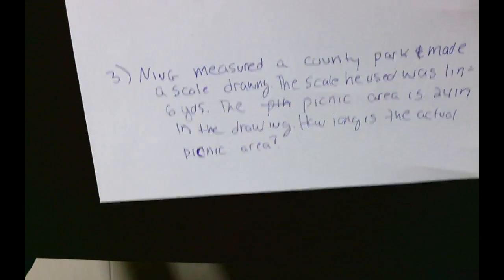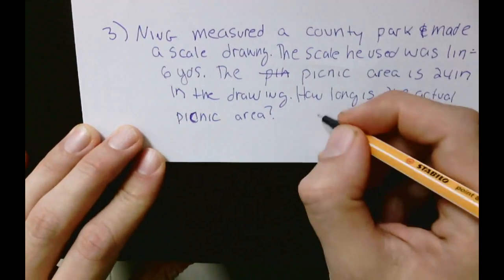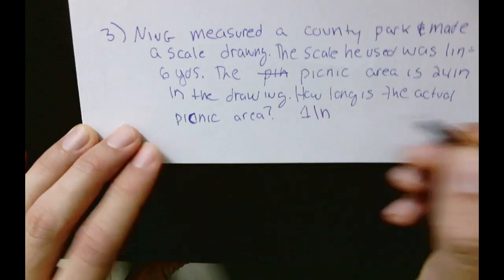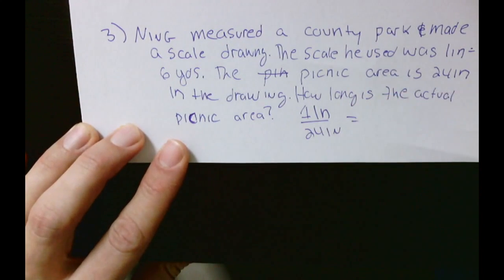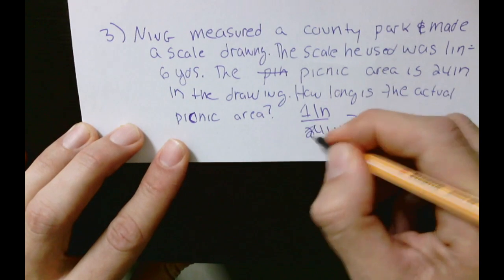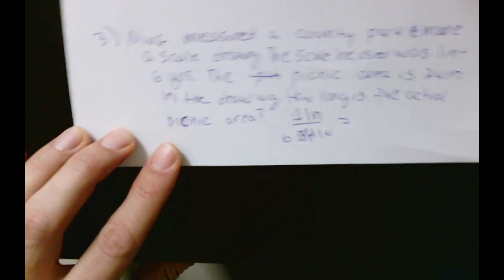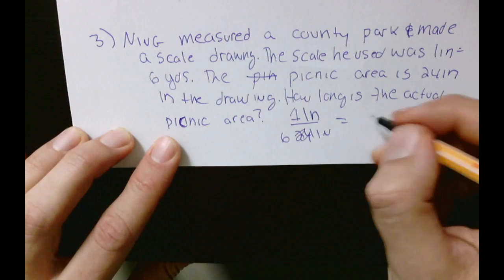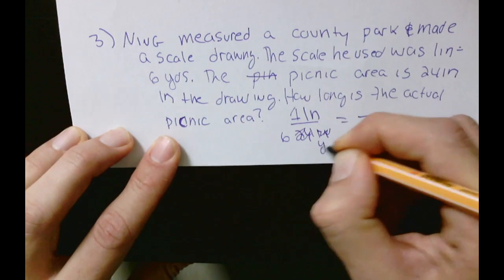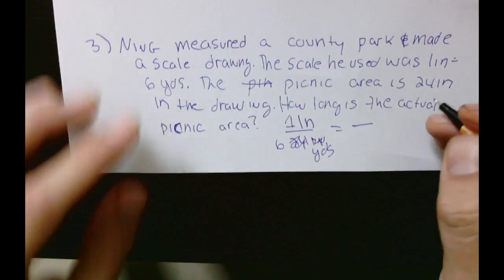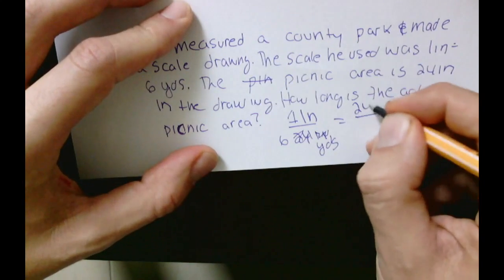So we're just going to set up ourselves a nice little proportion. So we got 1 inch to 6 yards, that's going to be equal to 24 inches on the top with an x on the bottom, mates.